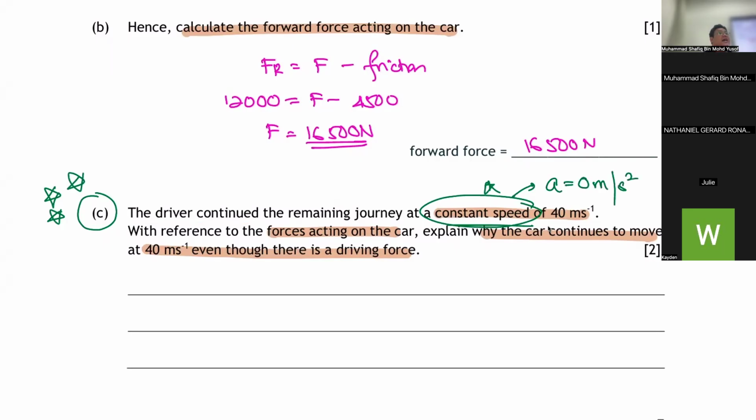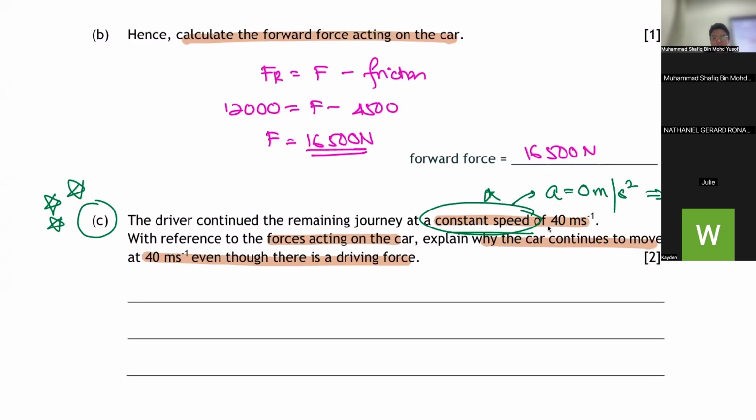That means, is there a resultant force or not? Then. No. Why no? What's the formula for resultant force again? FR equal to MA. If the A is 0, means the FR must also be 0. That's the answer. That's the first point we are looking for. So, first point, you all must say, since the car or the driver is traveling at constant speed.